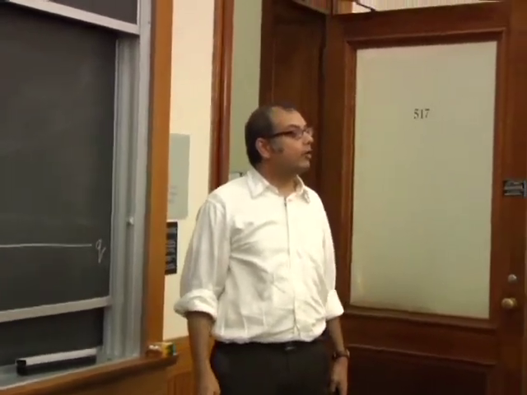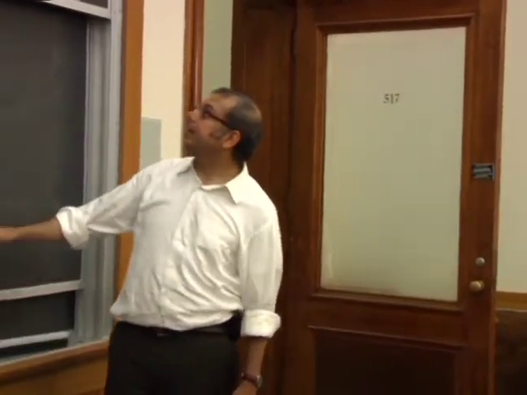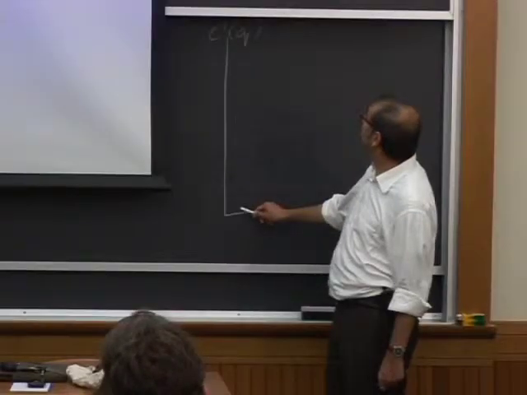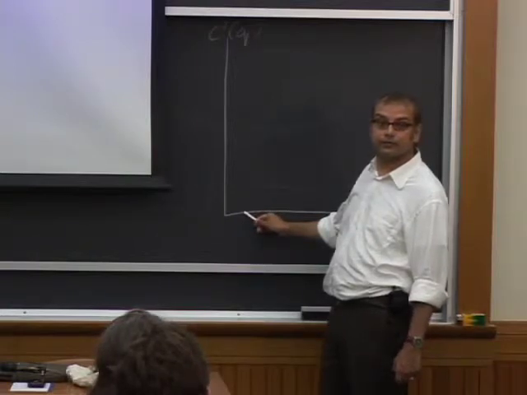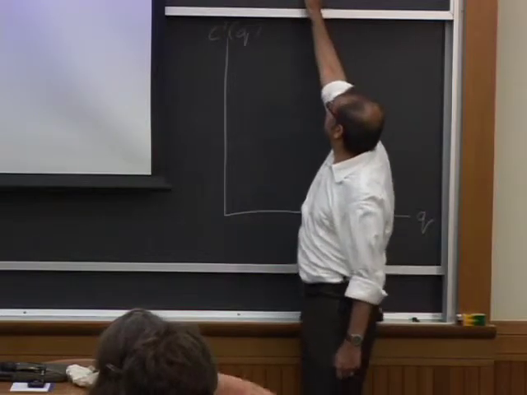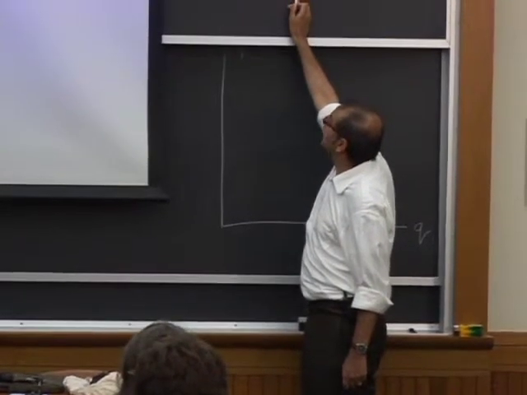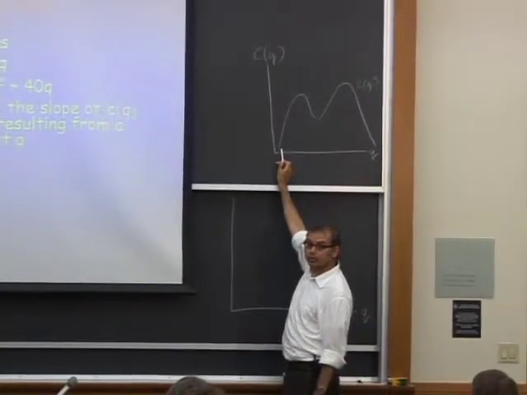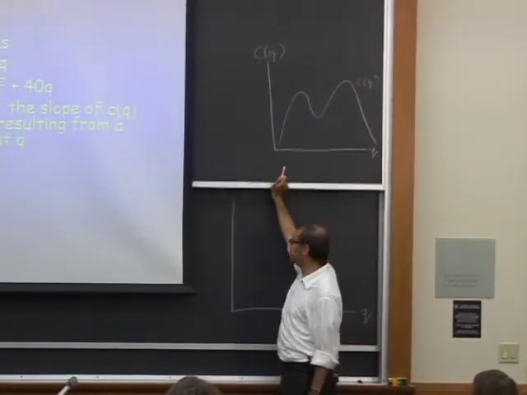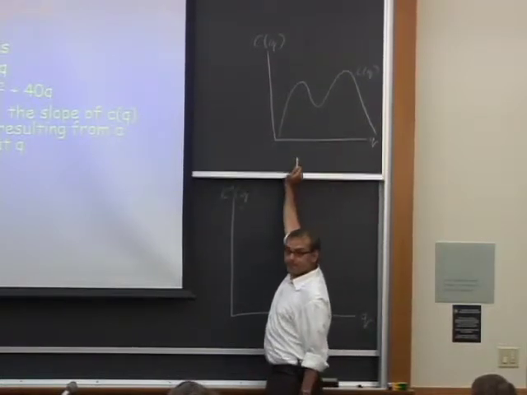Desiree, do you want to help me, or does somebody else want to help me? Somewhere here, what would be the slope? So, first of all, is the slope positive or negative? Positive. Is it a big positive number or a small one? It's a big positive number, right? So we're probably somewhere up here.